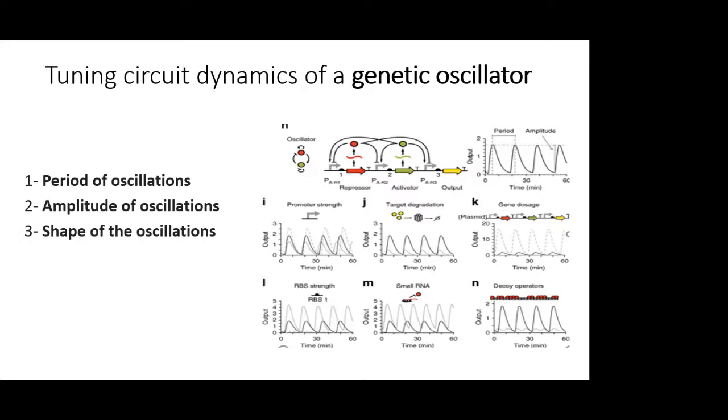So we have different expression tuning knobs to tune the parameters of our circuit. We have the promoter strengths. Changing the promoter strengths, as in the graph, can increase or decrease the amplitude. And also, by changing the ribosome binding sites, you can increase or decrease the amplitude of the oscillation. Also, you can change the period of the oscillation. You can change the shape of the oscillation by adjusting other expression tuning knobs. So, any questions so far?